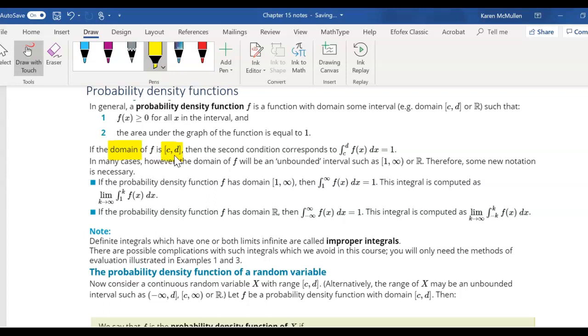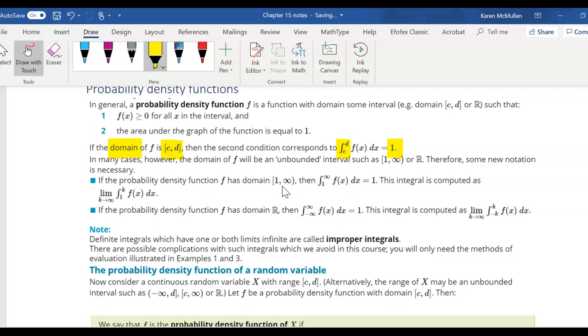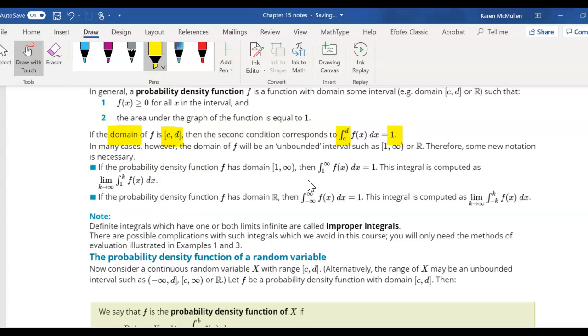If the domain of f is C to D, okay, so what we have is the definite integral from C to D is equal to 1, which is basically what we just said at point number 2. So your domain is from C to D. But in many cases, the domain of f will be unbounded such that we're going from 1 to infinity, or we're having all real values. Okay, so if that is the case, then we can use different notation.